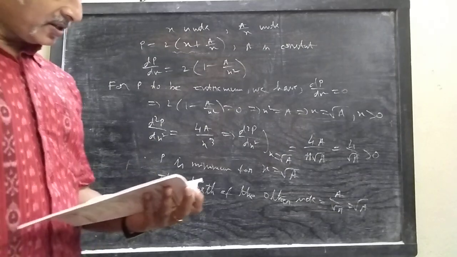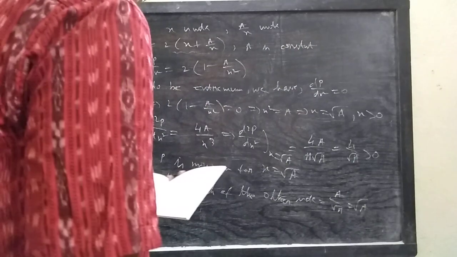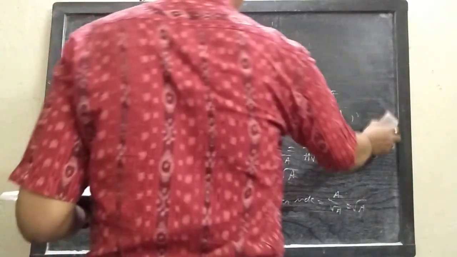Next question: show that of all the rectangles inscribed in a given circle, the square has the maximum area.